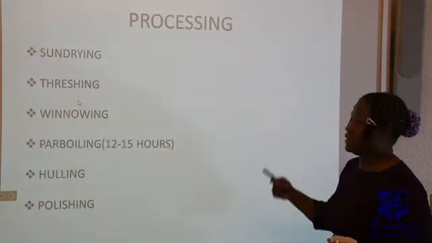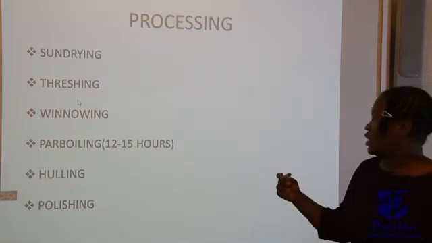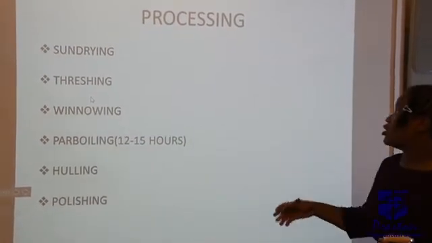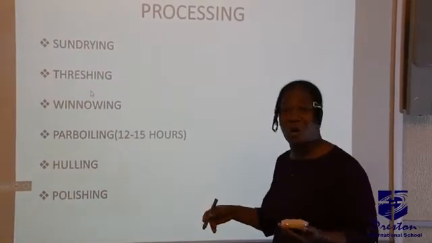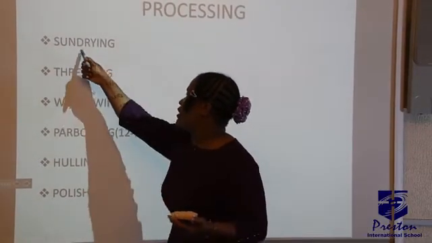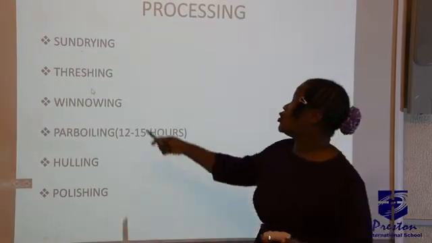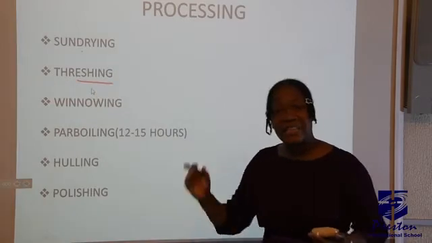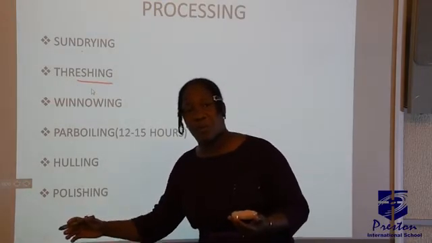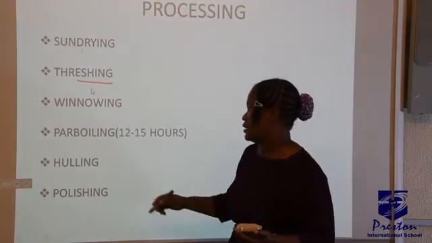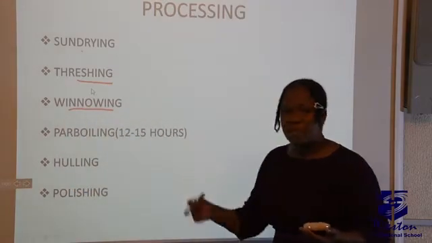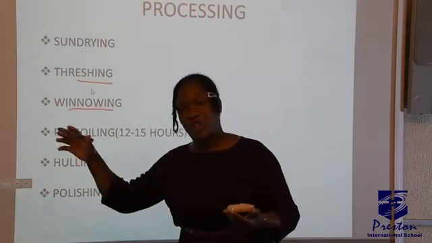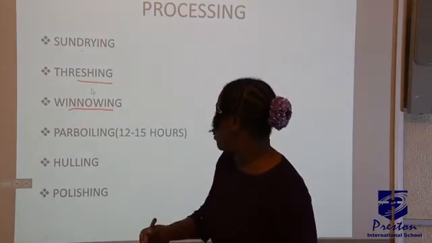Now, processing. The moment you are done harvesting, we have some methods which you will use to process your rice. The first thing you will do after harvest is to sun dry. And then the next one, you thresh. You beat it so that the chaff can move away, and then you have your rice. Now, winnowing. The moment you are done beating, you winnow. You get the direction of the wind for the chaff to move away and for you to have your rice.